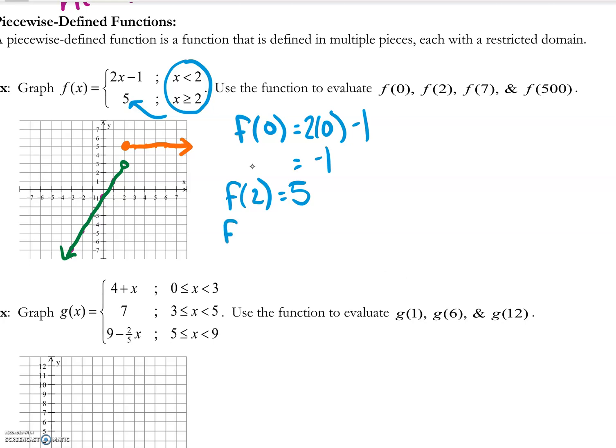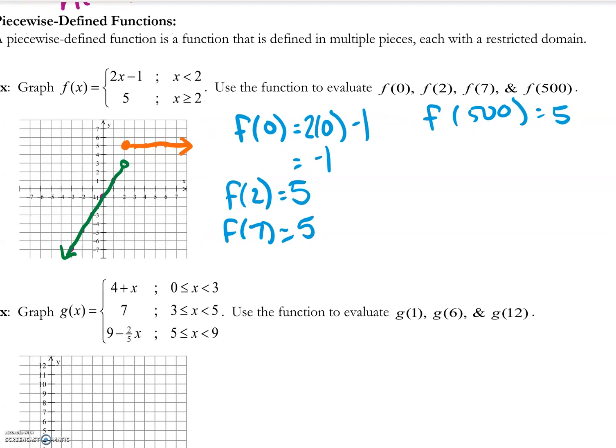When we have a value that's greater than or equal to 2, our y value is just the number 5. So as we keep going, f of 7, well, that's certainly greater than or equal to 2. It just equals 5. And similarly with f of 500, that's also greater than or equal to 2, so that just equals 5 as well. If, let's say, for an extra example, I asked you to find f of negative 1. Well, we look and say negative 1 is smaller than 2, so I would plug negative 1 into that first equation and get 2 times negative 1 minus 1, which would give us negative 3.